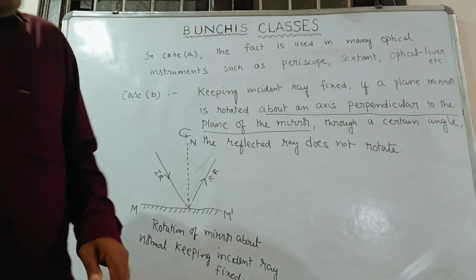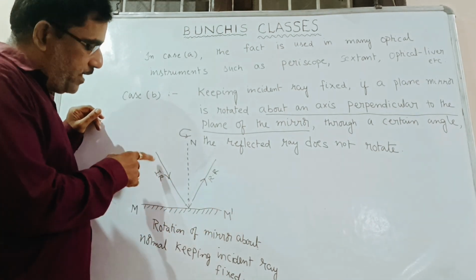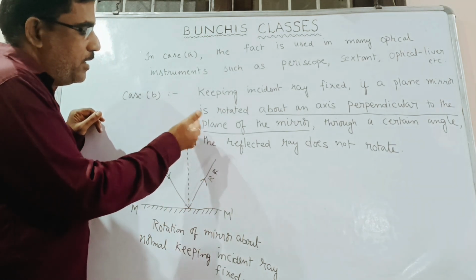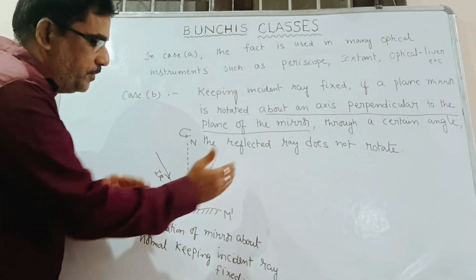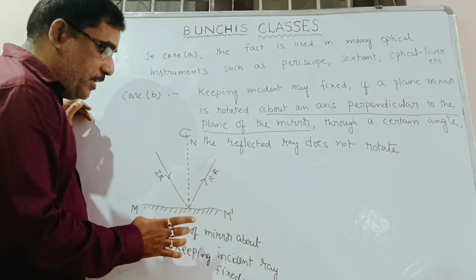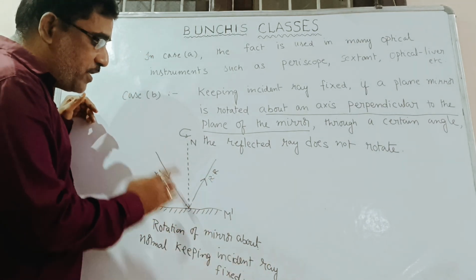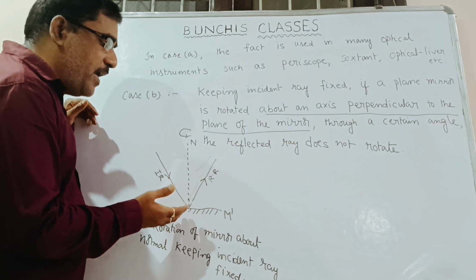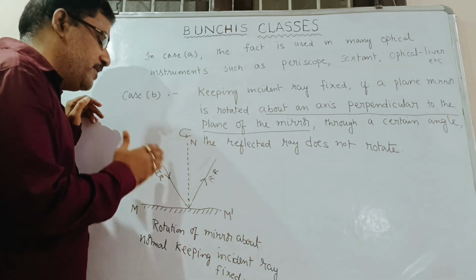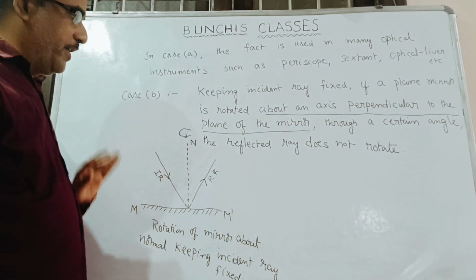The same thing you observe here. This is the MM dash mirror. This is the incident ray. This is the reflected ray, and the normal. The mirror is rotated in this way. Rotation of the mirror about an axis, about the normal, keeping the incident ray fixed. We did not change the incident ray. As a result, the reflected ray will not be affected at all. Same angle. The reflected ray does not change. This is the fact.